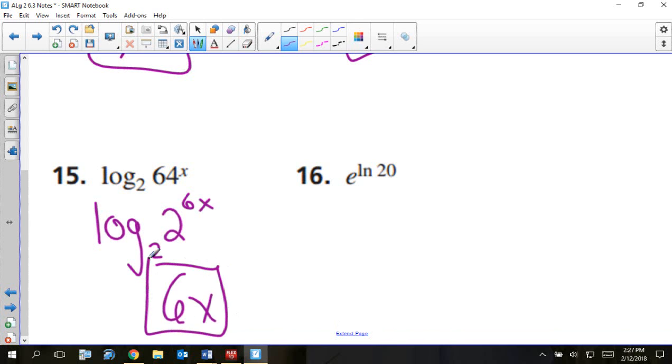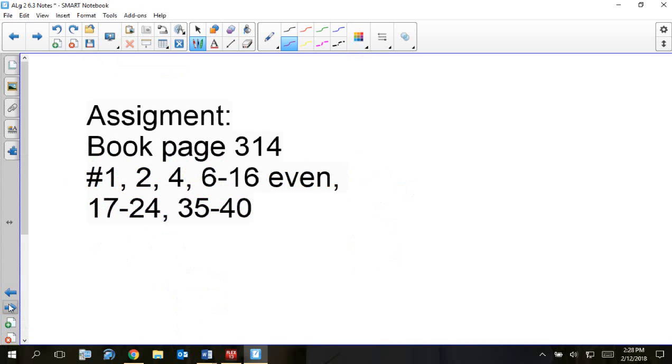And then remember, e to the and natural log ln are inverses of each other. They're on the same button on the calculator. So e and ln cancel each other out, and we get 20.